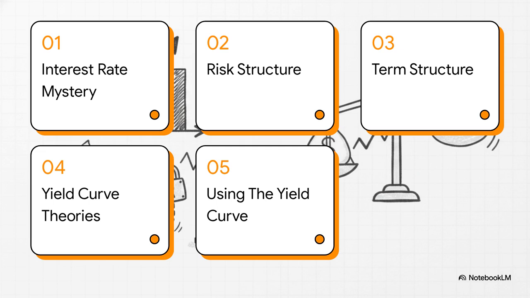First, the interest rate mystery. Second, risk structure, where we look at same maturities. Third, term structure, covering different maturities. Fourth, three yield curve theories. And finally, using the yield curve in the real world.